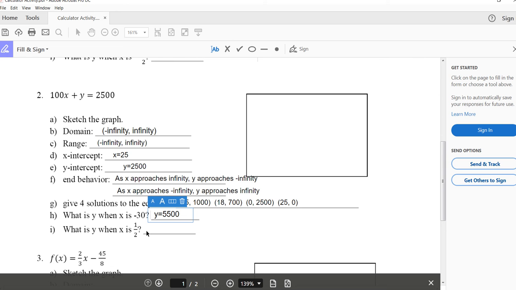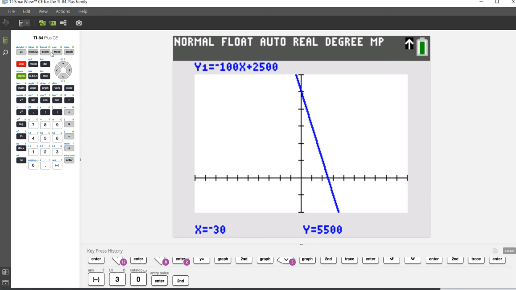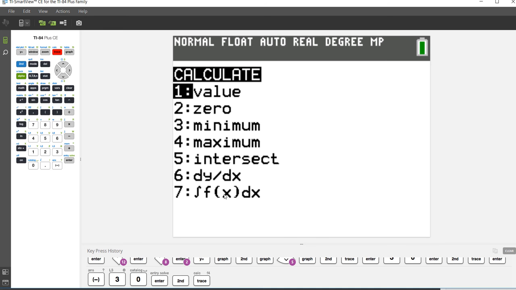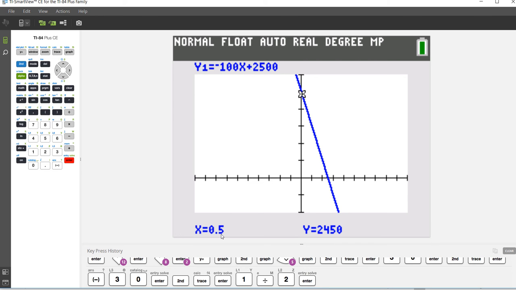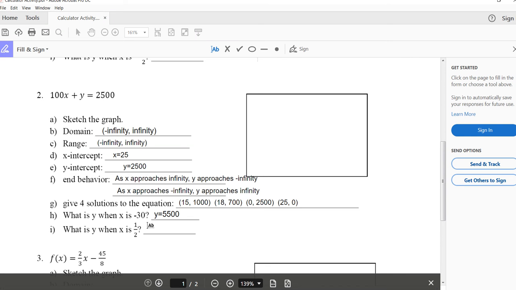What about when x is 1/2? Same thing. Go back, second, calc, value, enter there. That was 1/2, right? Let me double check. So I can do 1 divided by 2 for 1/2, enter. When x is 1/2 or 0.5, y is 2,450. So y equals 2,450. There you go.